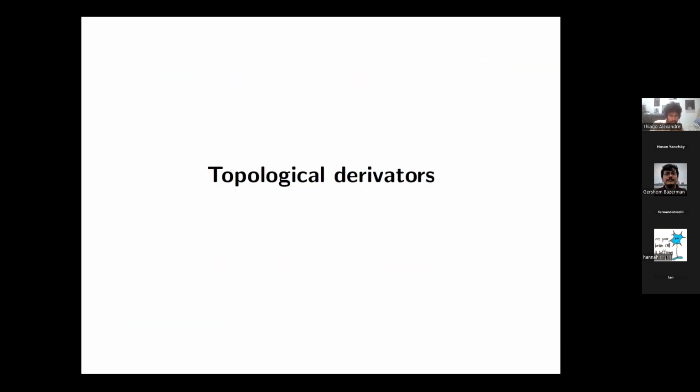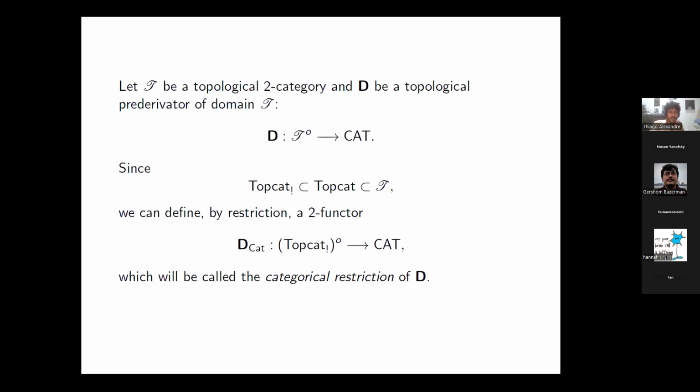Now, topological derivators, remembering that they are defined over the topological two-categories, we can always define the categorical restriction of a topological prederivator, because we have these inclusions here, and we can always define by restriction a two-functor of this kind, which will be called the categorical restriction of D.